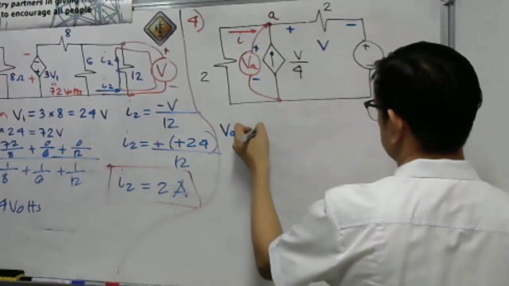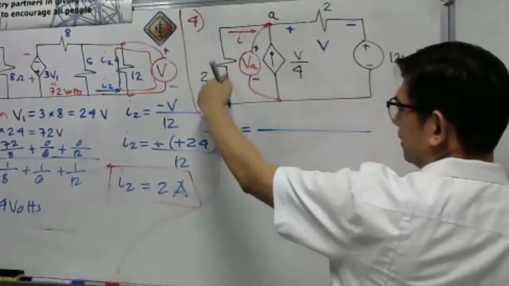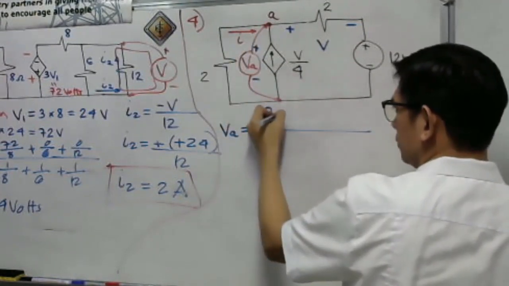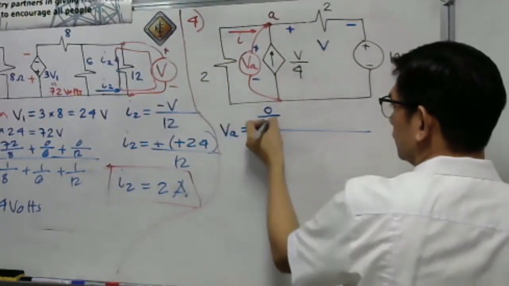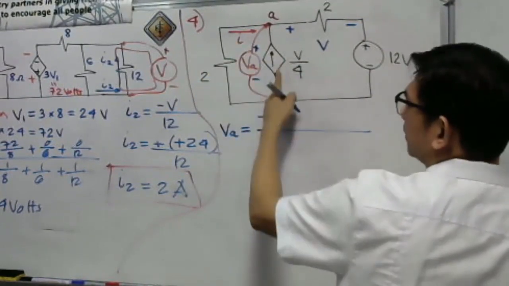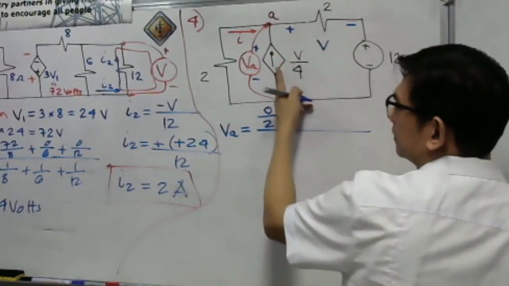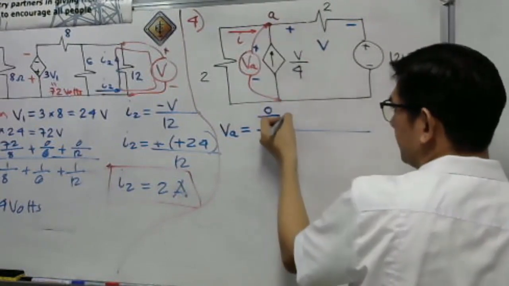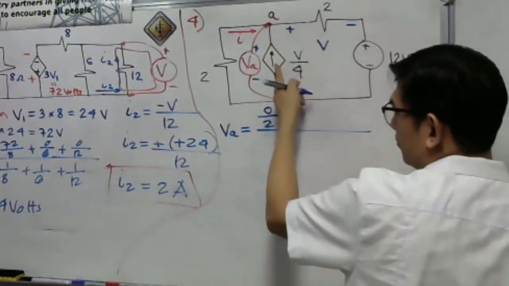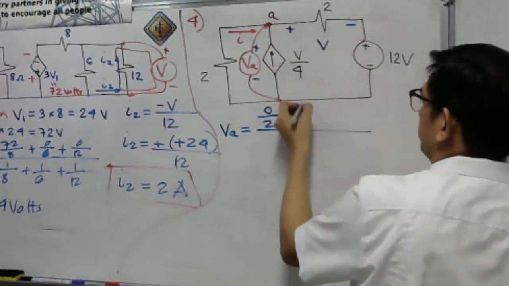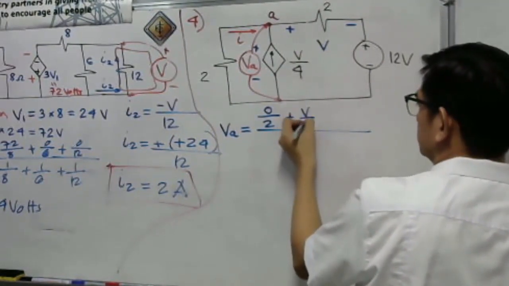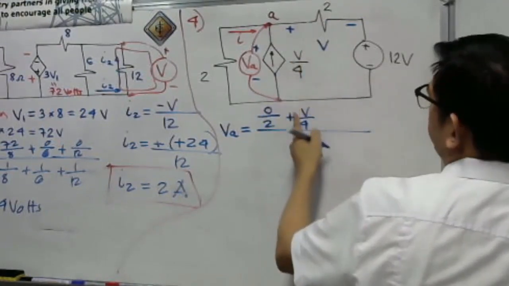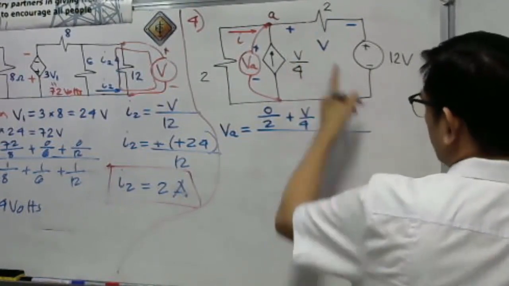Now, for the first branch, this is the first branch. That is just zero voltage source here over 2. 0 over 2. Current here is going upward. If the current is going upward, that is a positive current. V over 4.